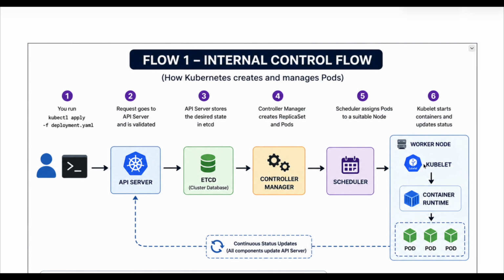And then Kubelet. On the selected node, Kubelet takes over. Kubelet watches the API server. It sees that a pod is assigned to this node and starts the container using the container runtime. Kubelet uses a container runtime like containerd or CRI-O, and container runtime actually runs the container. Now the pod is running your application.